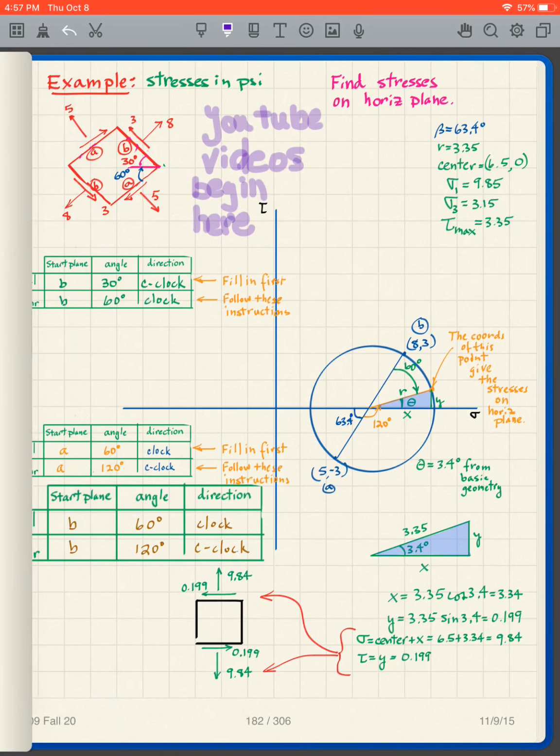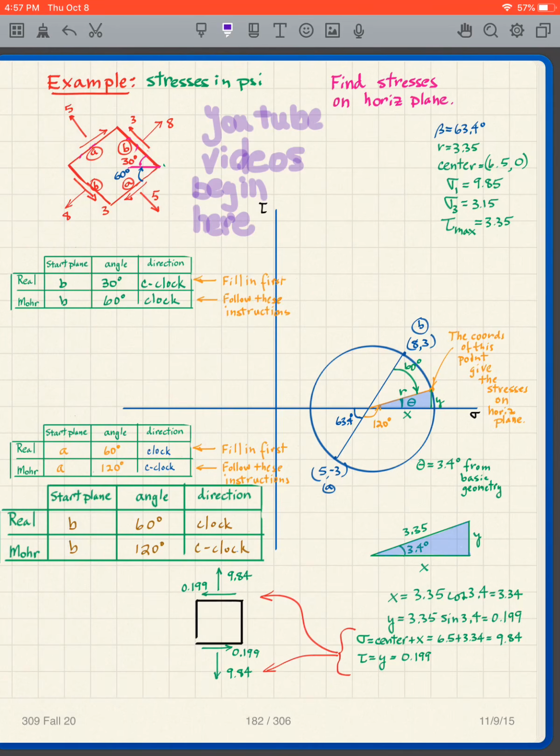So I have those points, which are 5, negative 3, and 8, 3. Then I label them. This is plane B, this is plane A. I draw a line between them and get the center. From that point forward, I do exactly what I have been doing. The center is 8 plus 5 divided by 2, so that gives me 6.5. That gives me my center.